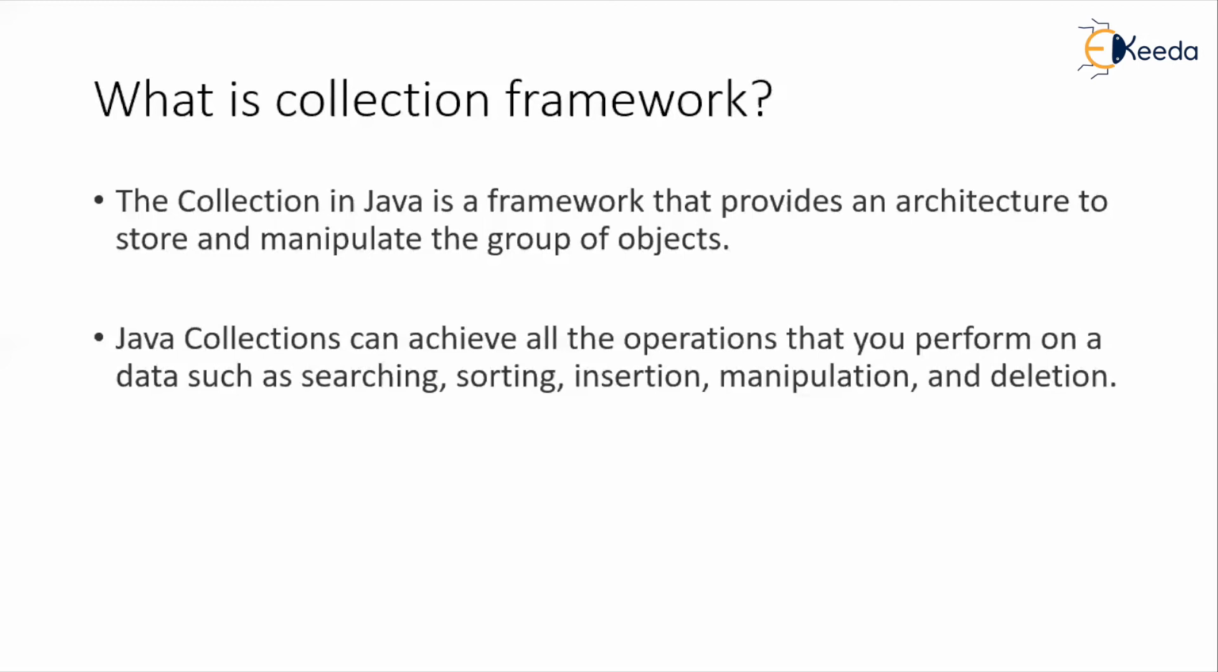Now, what all operations are performed by Java collections? Searching, sorting, insertion, manipulation, deletion, etc. Now, all these things we can do with arrays as well, isn't it? Array is also a group of elements. However, there are certain limitations of arrays. What are those limitations? First of all, arrays are fixed length. Then only the same type of data can be stored.